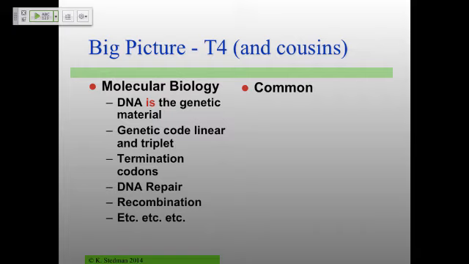DNA is the genetic material. The genetic code is a linear and triplet code. Termination codons, DNA repair, recombination, and so on, comes from the study of this little guy, and much more importantly, what's inside the capsid right here.